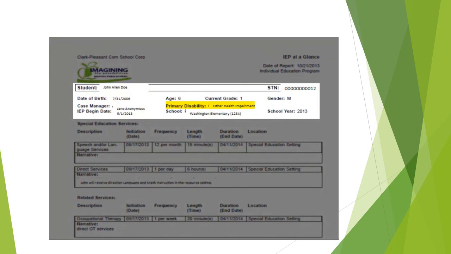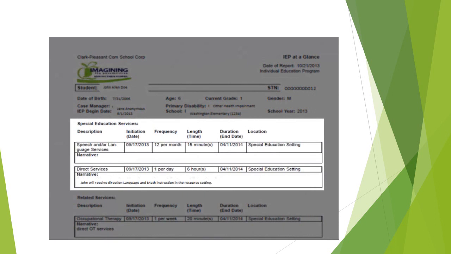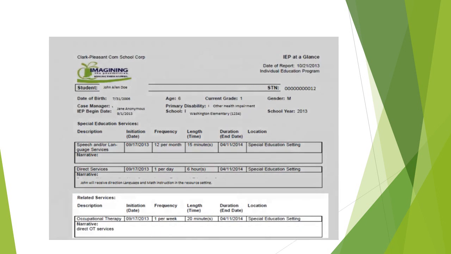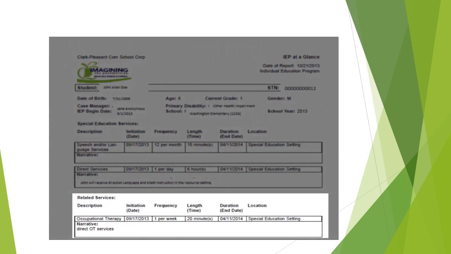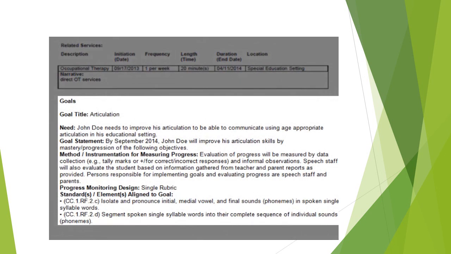At the top, you will see the student's identifying information, as well as their primary disability. Keep in mind a student may have more than one disability, such as a speech or language impairment, but only the primary disability is listed. Next is a description of the special education services that a student receives, such as resource time or speech therapy, as well as related services like occupational therapy or nursing care. Below are the goals individually written for that student for that particular 12 months.